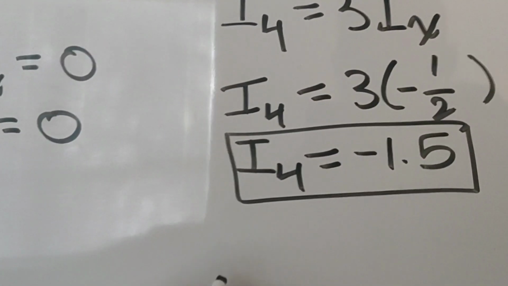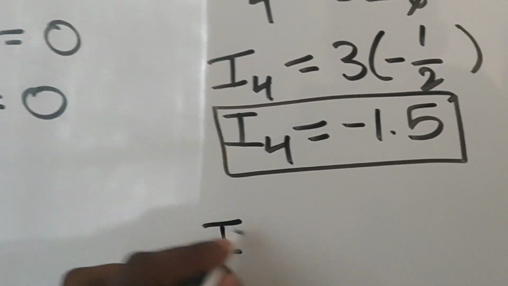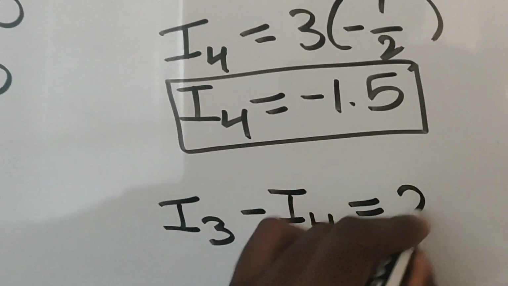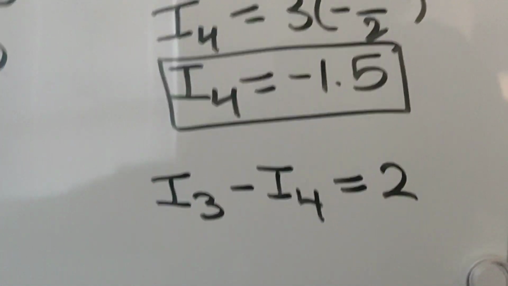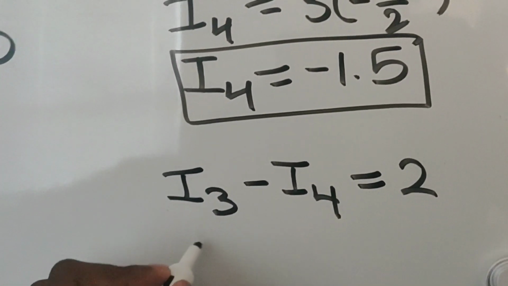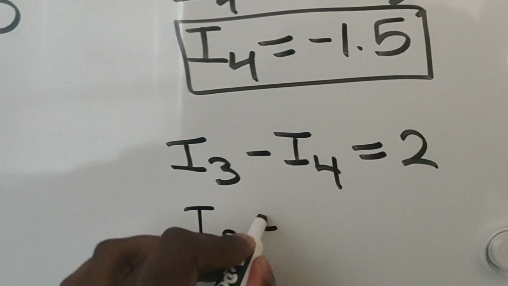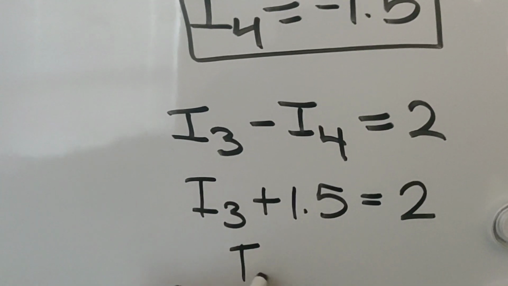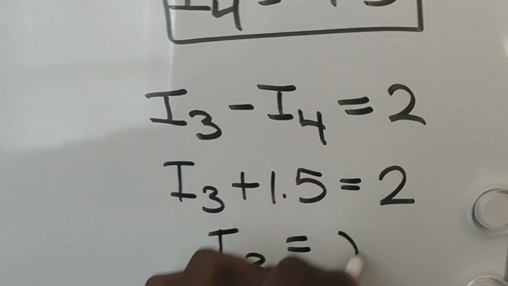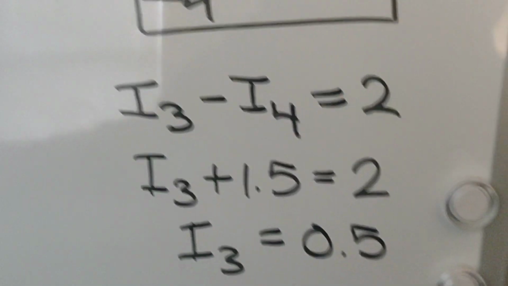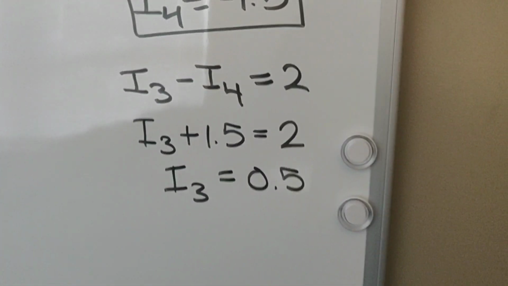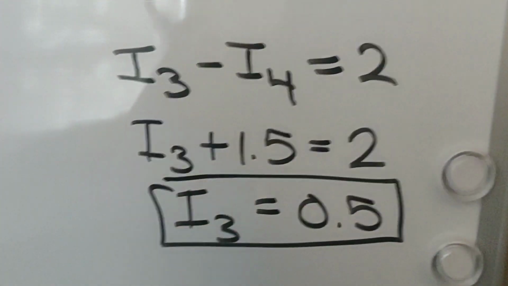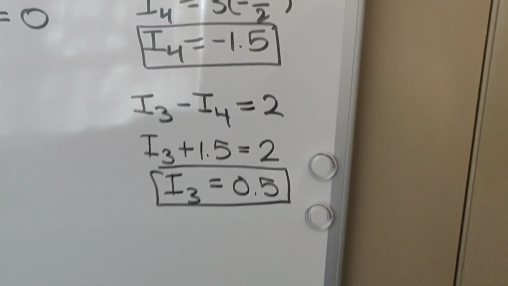That equation is going to be I3 minus I4 is equal to 2 amps, right? And we already know what I4 is. I4 is right there. So it's -1.5. And we know negatives cancel. So that's going to be plus 1.5. And if we solve for I3, that's going to give us 0.5, right? So now we have I3. This is good. We're making progress now. We're slowly getting to where we need to be.